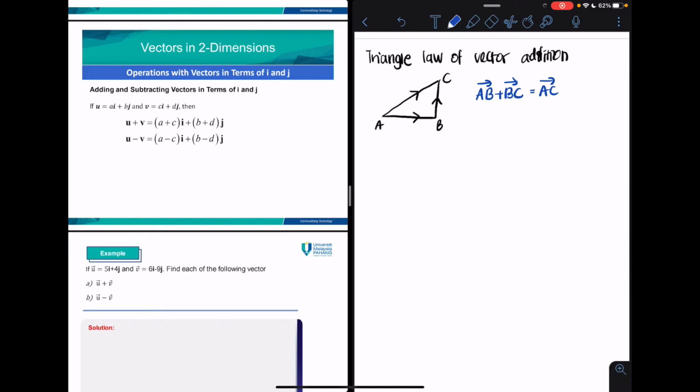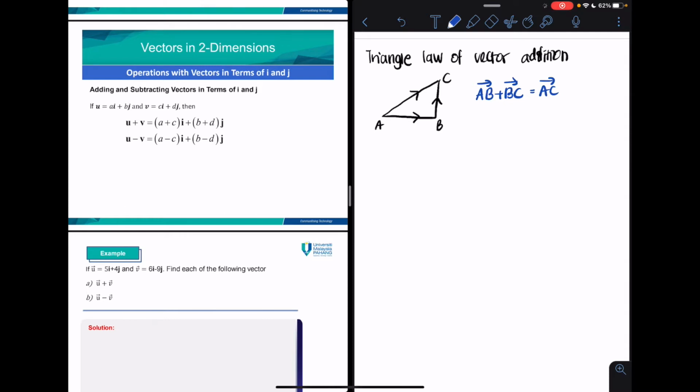Now let's take a look at vector operation in two dimensions. Before we go further into adding and subtracting vectors in terms of i and j, you have to get yourself familiar with this law, which is the triangle law of vector addition, based on the illustration that I've sketched over here. Triangle law of vector addition says that if you have this kind of setup, vector AB plus vector BC is equal to vector AC.